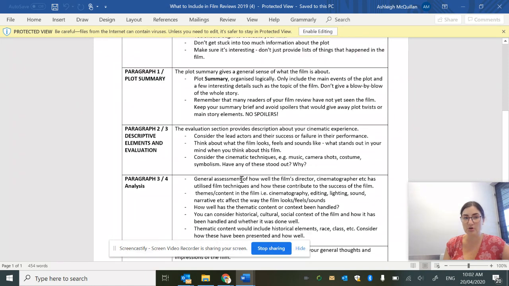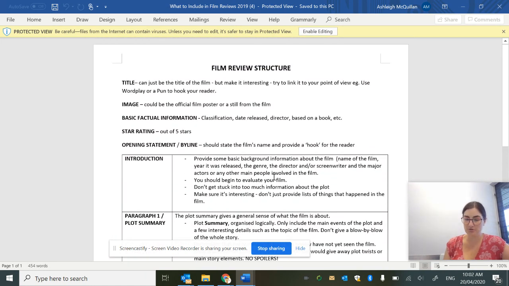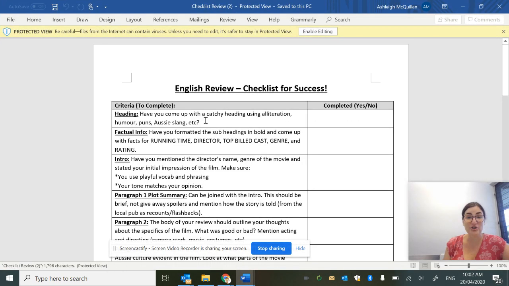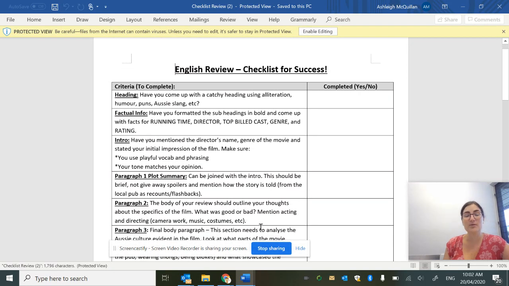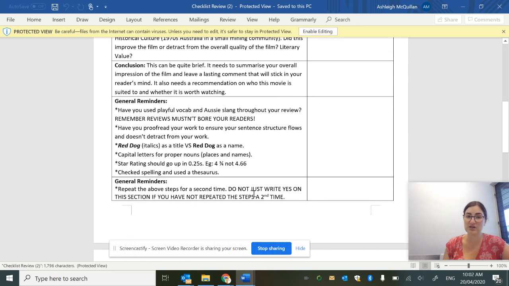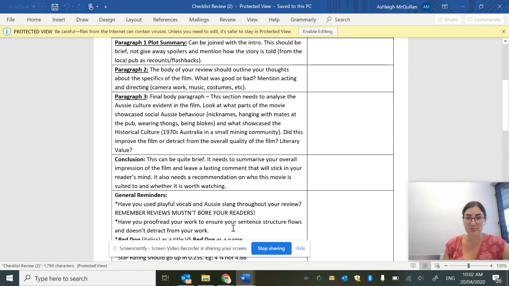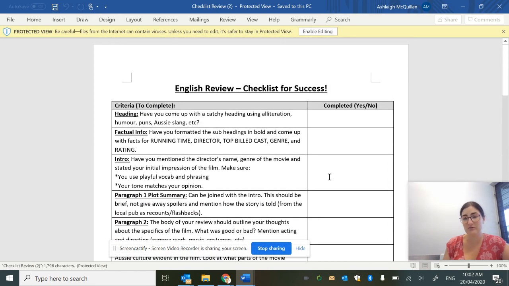If you don't know what you need to include, then you need to really read over this document again. You need to go and read some film reviews online. You need to go and watch some film reviews online. You also need to have a look at this checklist. Okay, this has been put in Andy as a quiz, but if you want just the paper copy, I've emailed it to you as well. Do this checklist before you send your teacher your draft. Okay, make sure that you have done it properly. Don't just tick it, actually read it and then tick it, right?